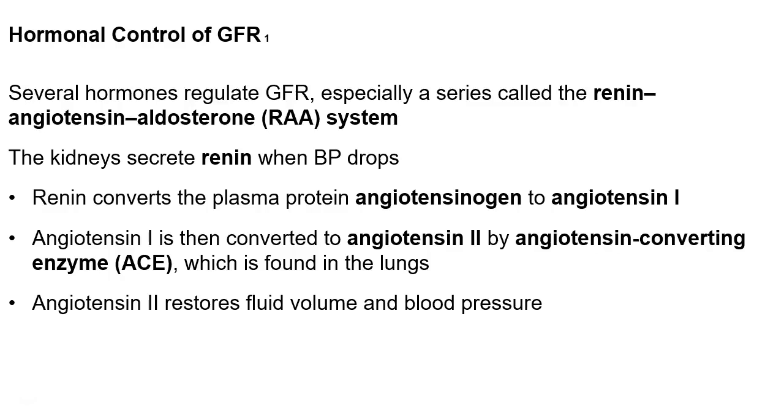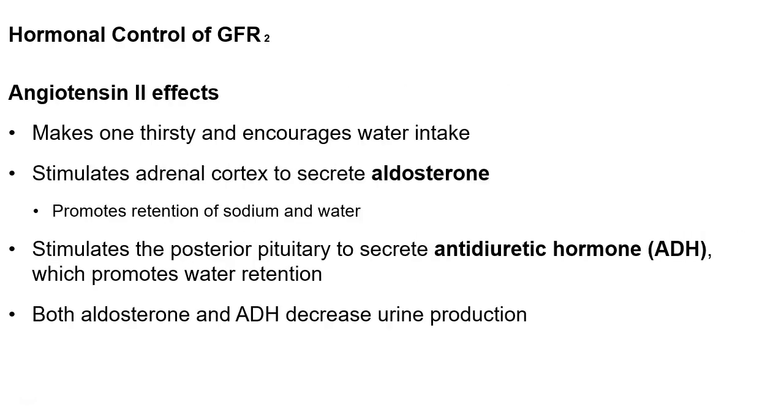That renin will then convert the plasma protein angiotensinogen into angiotensin 1. So angiotensin 1 will then get converted into angiotensin 2 by an enzyme that's found in the lungs called angiotensin converting enzyme, or ACE. Once that's produced, that angiotensin 2 can restore fluid volume and blood pressure. So let's look at how it does that.